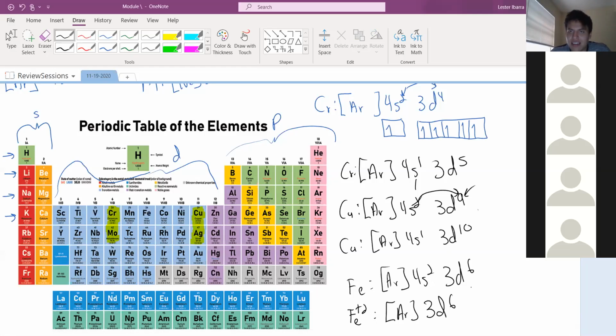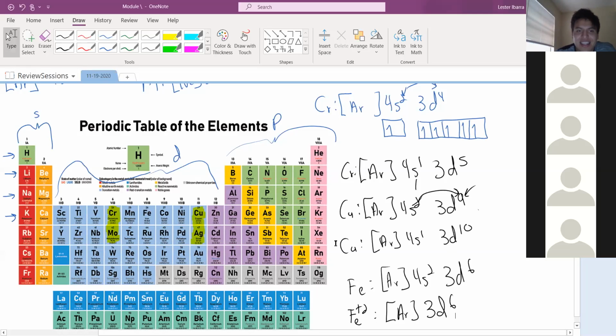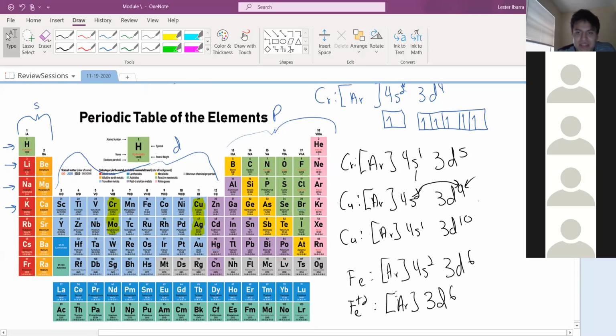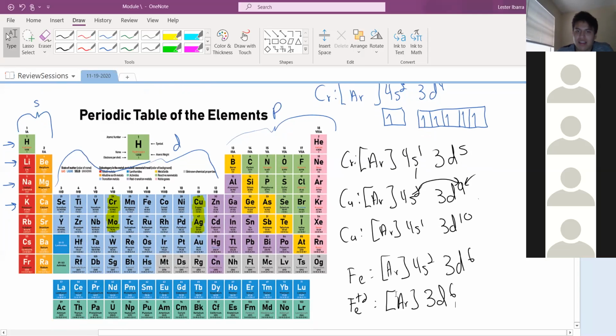Does that make sense? Yes, I hope so. But what if we had a number that wasn't the exact number of electrons that we're supposed to take away? Like, let's say 3, for example? Yeah, like let's say it was just 4s3 or something, and then would we just leave it as 4s1 and then 3d6?